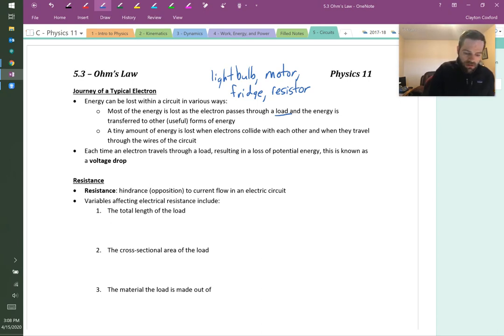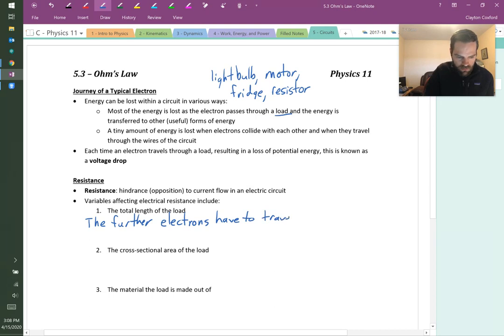Well, let's just think. If it's longer, that means that the further that electrons have to travel while being opposed means there's going to be more resistance.